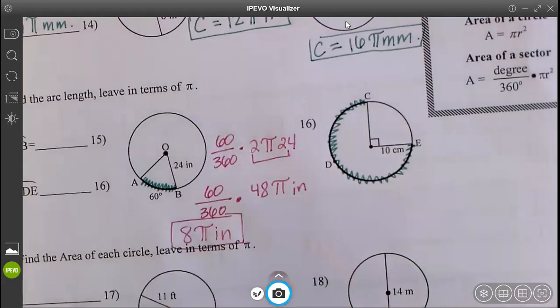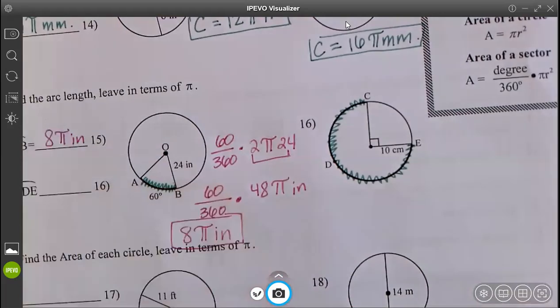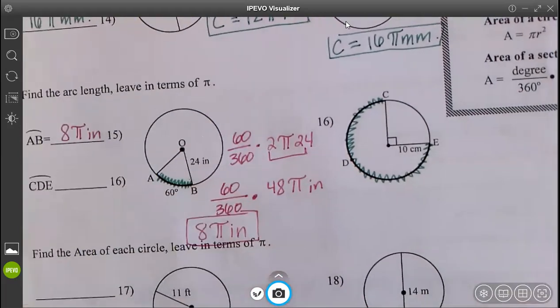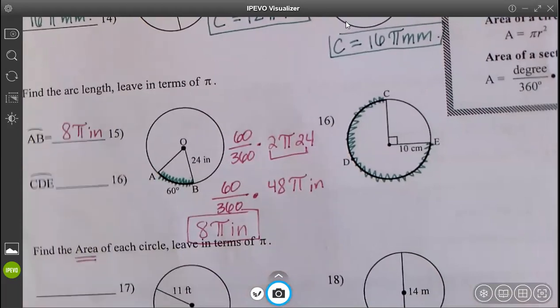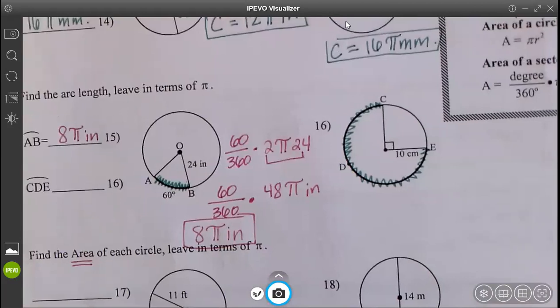Oh, you don't put inches squared. So this one we don't put inches squared yet because we're just doing length. When we get down to number 17 onwards, anytime we see the word area is when we're going to square it. So area, area, area, the last 3 sections. Oh, okay, that makes more sense.